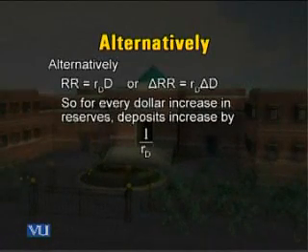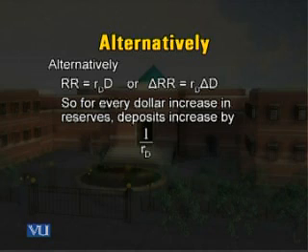Now here, if we take a simple example of 10%, then 1 over RD, if RD is 10%, that is 10. So if there is a 1 rupee increase in the reserve, the deposits through the entire banking system, they will increase in multiple of 10. That is 10 rupees. This was about the deposit creation multiplier.